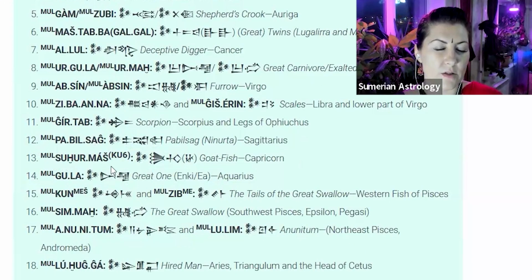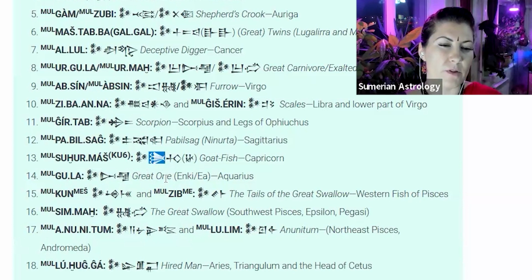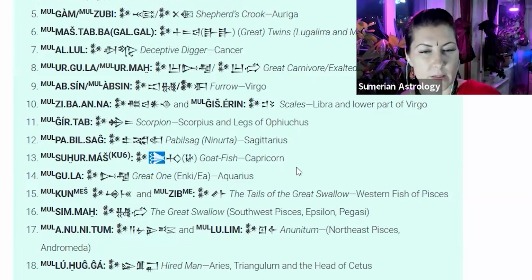Mul Suhurmash, or Mul Suhur Mashku, is the goatfish or Capricorn. The Suhur sign probably depicts a bunch of fish being hung up for sale or for transport. The Mash sign means goat, and Ku6 means fish. We get the sense of abundance from the Suhur sign, which we will definitely talk about in detail when we talk about Capricorn in a later video.